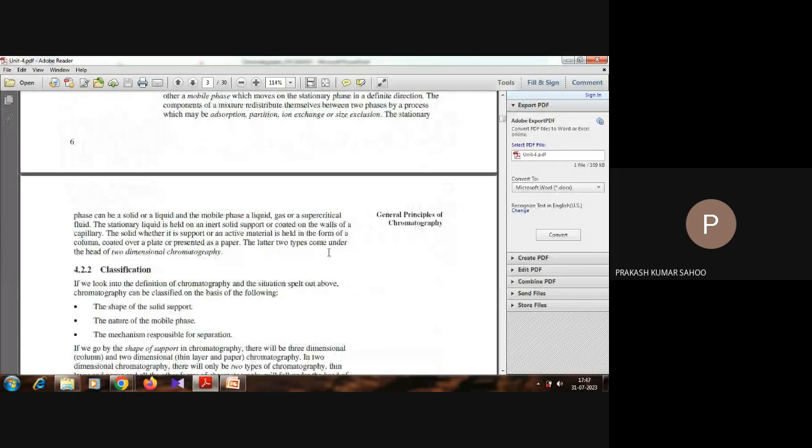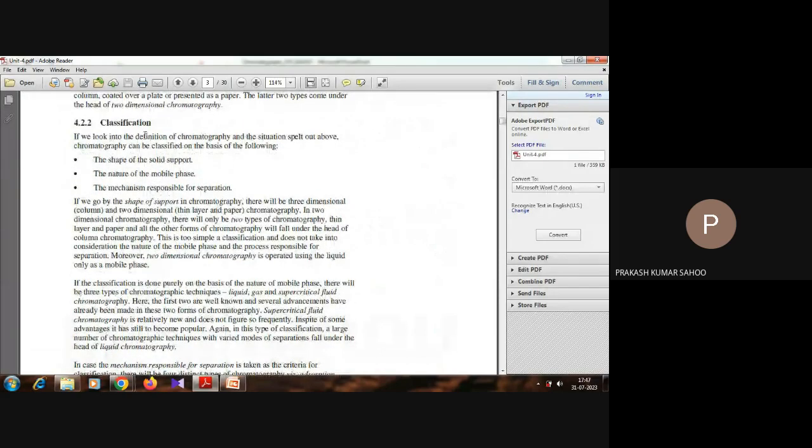So the definition part is already done. Depending upon the shape of the solid support, that is the stationary phase, there is a classification; depending on the nature of the mobile phase, there is another category; and the mechanism responsible for separation, the force of separation, is another. So we have adsorption, ion exchange, partition, then gel, then affinity. Generally we have 4 to 5 types under this mechanism responsible for separation.